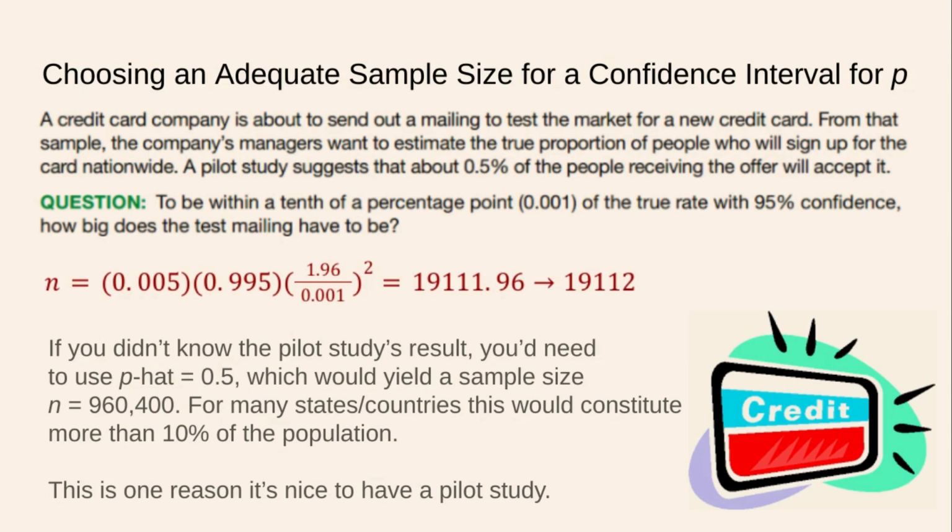And for many states and countries, this would constitute more than 10% of the population, which means we would break the rule for not exceeding sampling 10% of the population. You can't assume independence if you sample more than 10% of the population. So literally having a pilot study saves us. We are able to do this problem with a clear conscience with no qualifiers because we have a pilot study.